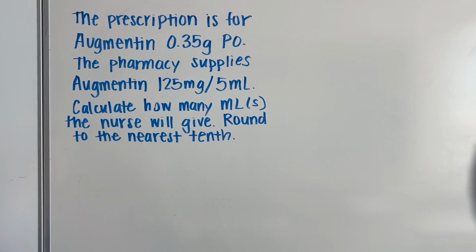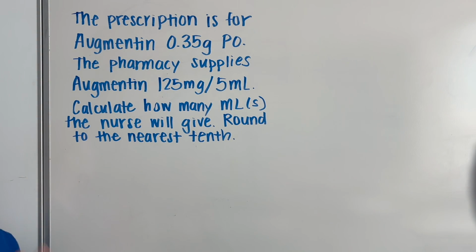Okay, we're going to walk through this problem step by step using dimensional analysis. So the prescription is for Augmentin 0.35 grams PO. The pharmacy supplies Augmentin with 125 milligrams per 5 ml, and we need to calculate how many mLs the nurse will give and round to the 10th.